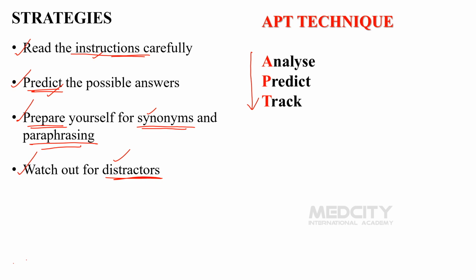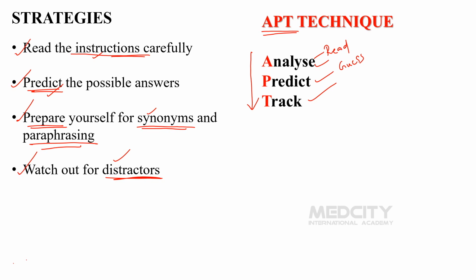We call it the APT technique. This is nothing but what I've just explained. That is analyze, predict and track. Analyze means you read the questions. You read through the questions and understand what it is all about. Then predict means you guess the possible answers that might appear in the blank spaces.